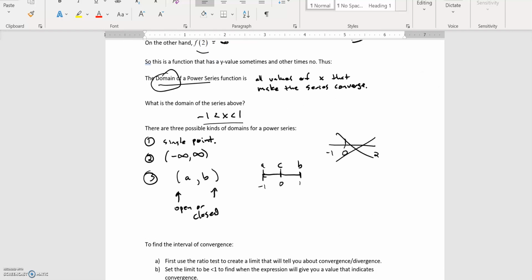And we found out that there are different possibilities. It could be just one point that works, it could be all values of x that work, or it could be an interval with open or closed boundaries, and that interval will be centered on whatever the center of the power series expansion is. Like in this case, it's going a unit of 1, so we'd say 1 is the radius of convergence.